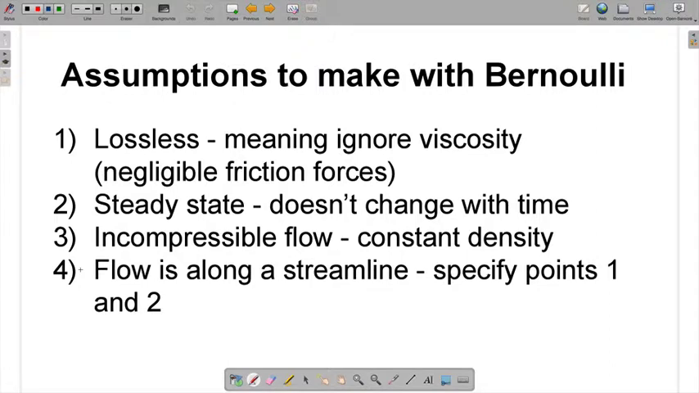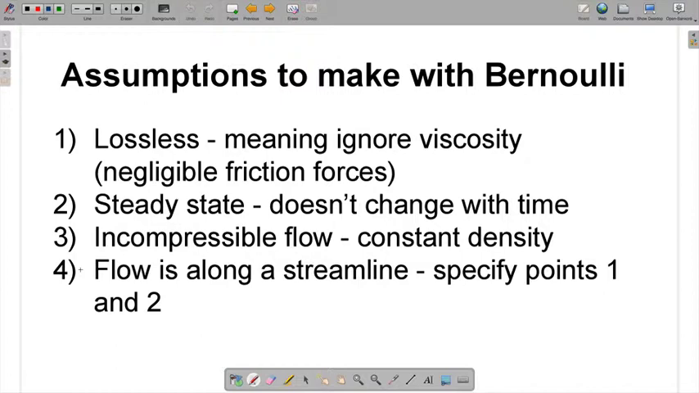There are some conditions you need when you apply Bernoulli's principle. You have to make these assumptions; you can't just use Bernoulli's by itself. You make these assumptions so you can simplify terms. The first is that you're going to ignore the effects of viscosity. Viscosity induces friction, so you're going to ignore friction by saying that this is lossless. Also, you're going to state that the system is at steady state.